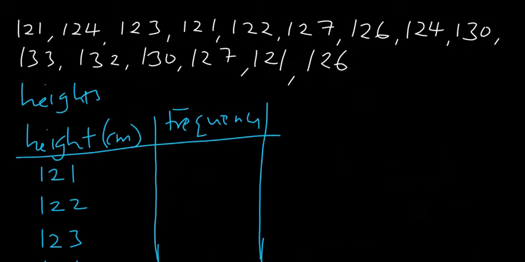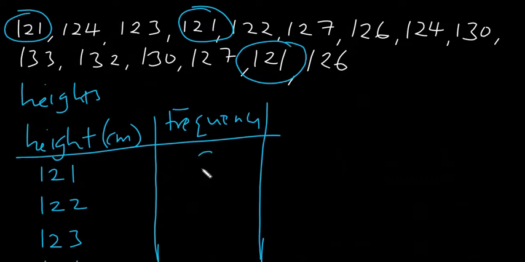When we talk about frequency, we're just filling in the number. For example, for 121, how many 121s are there? Or how many children had their height as 121? For 121 I can see one, another one, and yes, still another one. So there are three children whose height was 121 centimeters. So we have three.